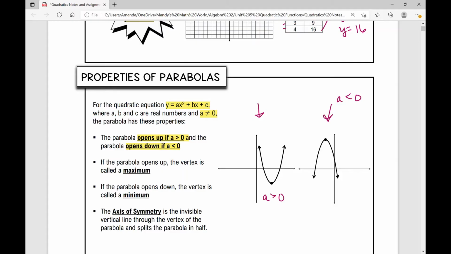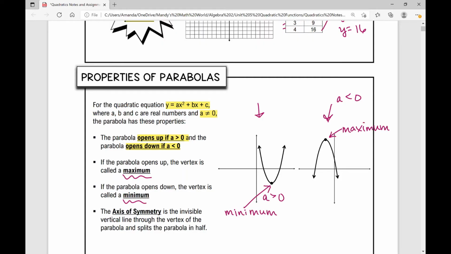If the parabola opens up, the vertex is called a maximum. If the parabola opens down, the vertex is called a minimum. So this vertex right here, which is your highest or lowest point of your quadratic, that vertex is called a minimum. Right here, this vertex is called a maximum. So both of these can be identified as a vertex, but we can just be more specific by calling them a minimum or a maximum.